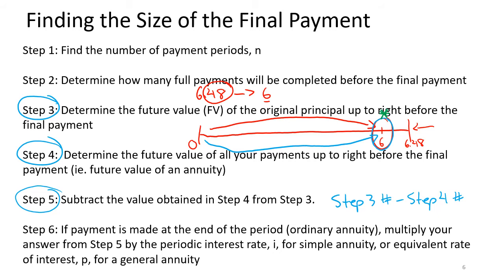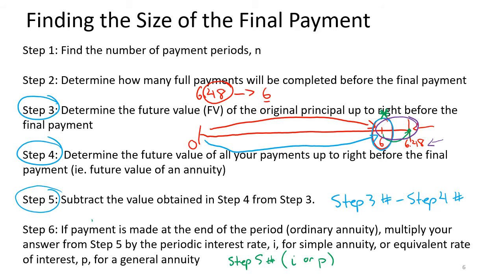So because I'm giving them to you at the end of the period, your last step is you have to then add interest to it, right? Because it's going to accumulate interest till you pay your last payment off at the end of the period. So what you do is you take the number from step 5, I'll call this the step 5 number, and you multiply it by either the periodic rate of interest, I, or the equivalent rate of interest, P. And that just depends on if it's a general annuity or a simple annuity. Okay? And all that's doing is accounting for the little bit of interest you're going to have up until you make your final payment at the end of the period.